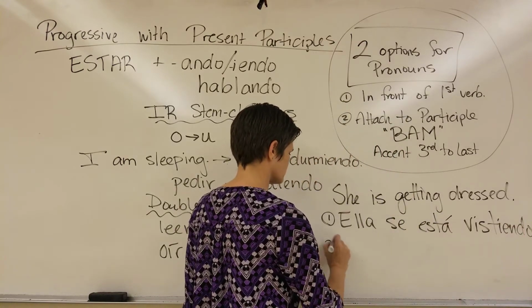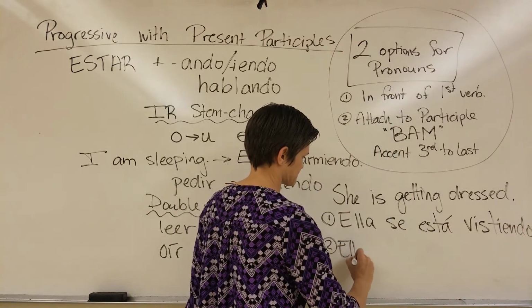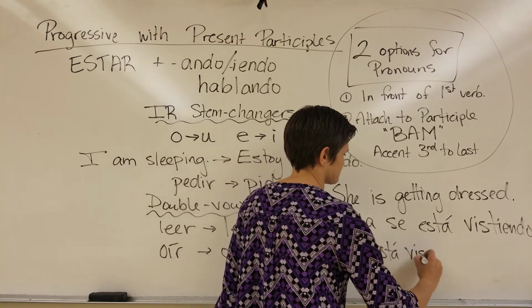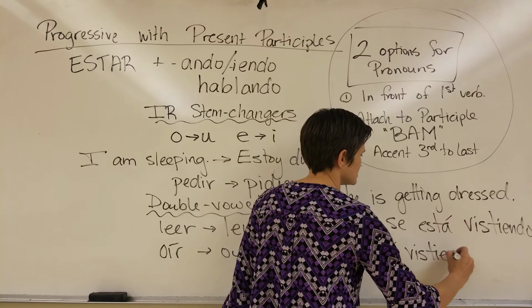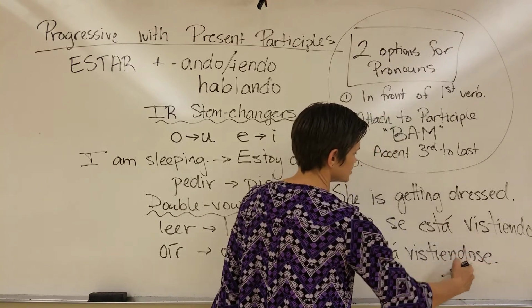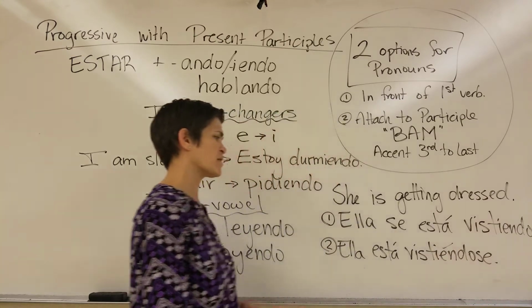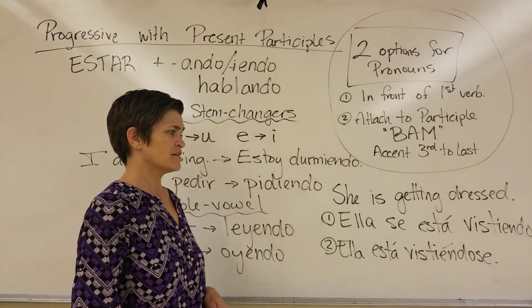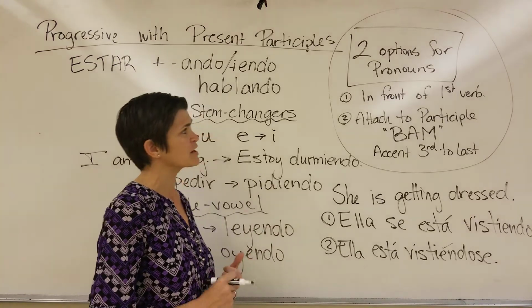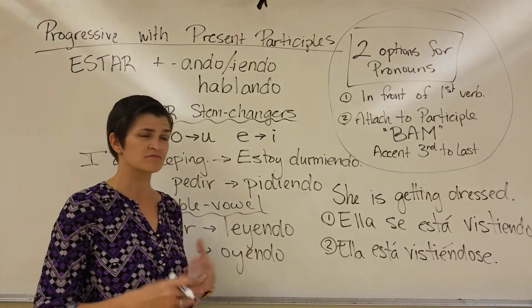Or ella está vistiéndose. And I'll go 1, 2, 3, bam, make sure I got my accents on there. And then we can do that for any kind of pronoun, reflexive, direct object, or indirect object pronouns. We get to choose.